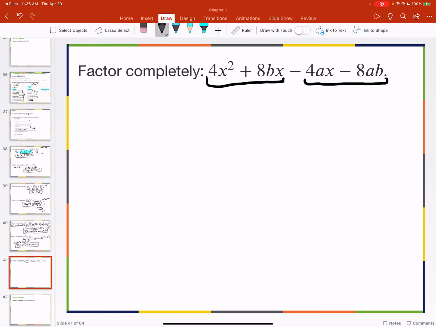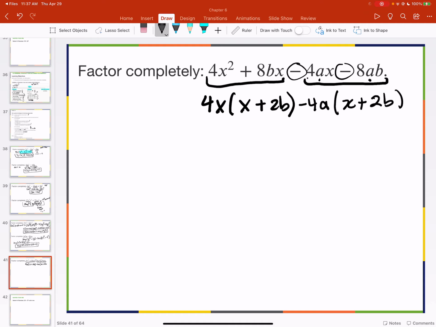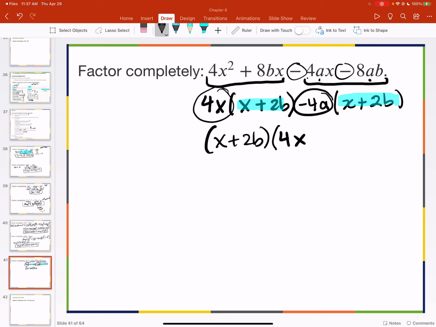Ignoring the second two and looking at the first 2 terms only, my GCF for these is 4x. What does that leave me with? That leaves me with x plus 2b. Now here, these are both negative, so I can take out a negative 4a from both of these terms, and that leaves me with x plus, what do you know, 2b. Now I notice that these two are exactly the same, so I'm going to factor that out. So x plus 2b, and then what's left is this 4x minus 4a.